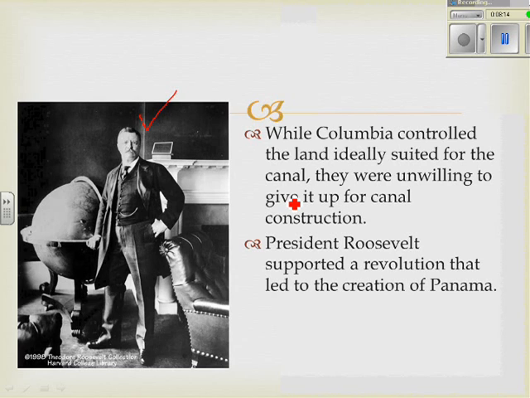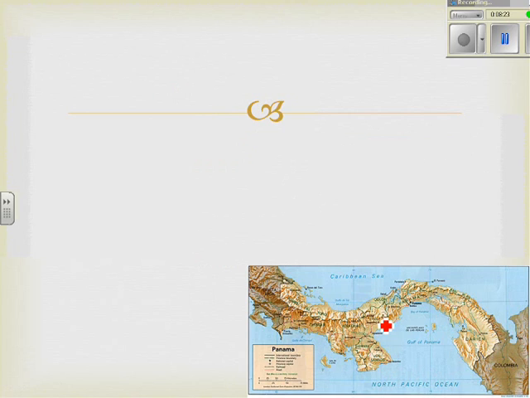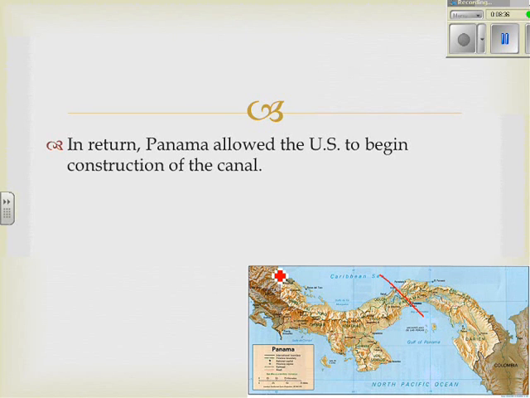So the United States kind of gets involved and helps set up this country with the sole purpose of having the canal eventually built. So here would be the country of Panama. And you can see it is an isthmus, meaning it is a really thin piece of land connecting two larger pieces of land. And we're looking for a canal built right through there. In return for our intervention and helping them establish their own independent country, Panama decides to allow the United States to begin construction of the canal.